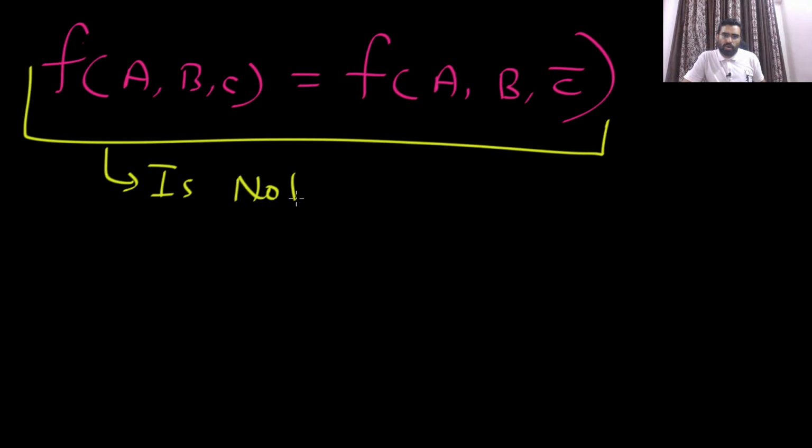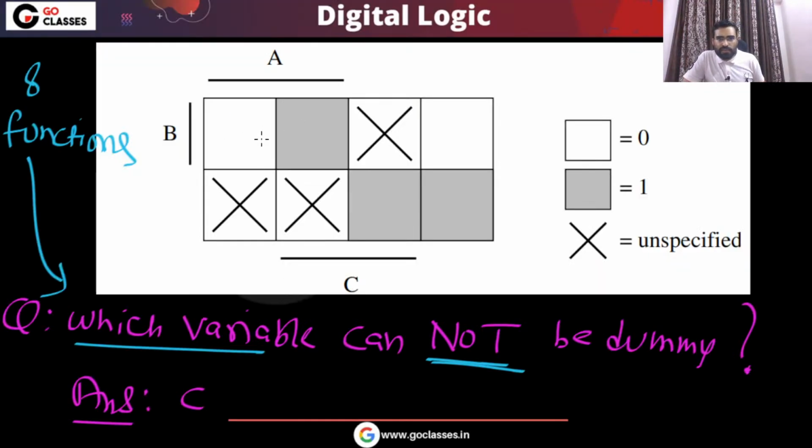This is not always true. This is not true, because you can notice, if you just look at these two, tell me what is here. Here you have a b c bar, c. Here you have a b c, and here you have a b c bar.